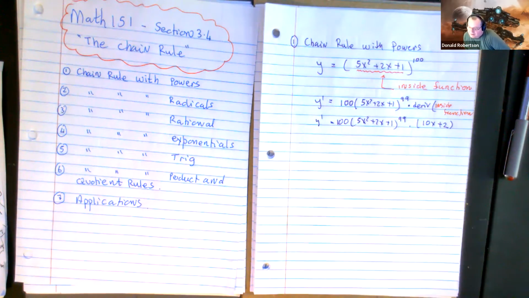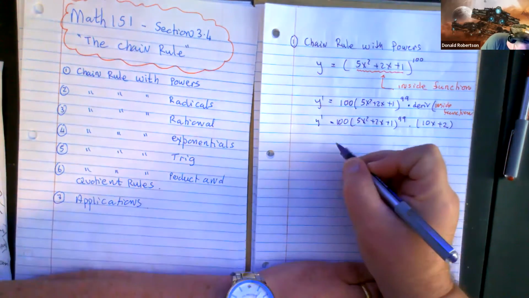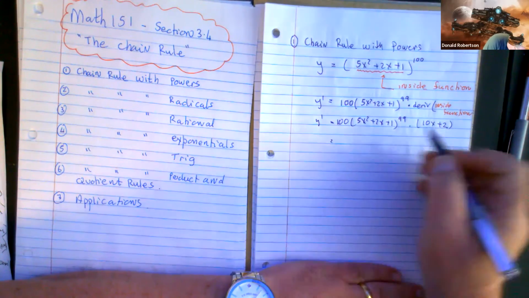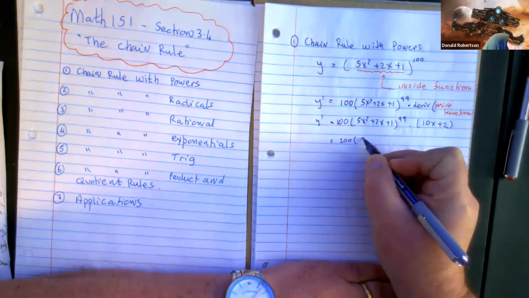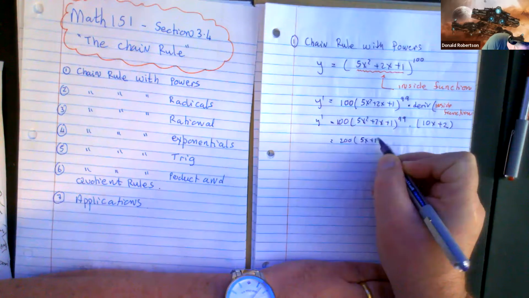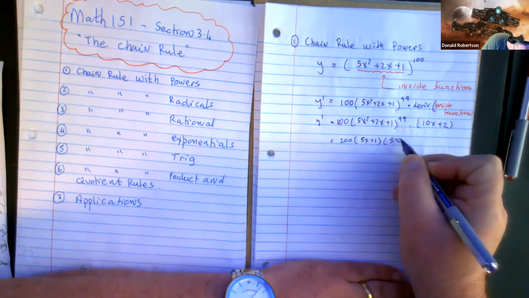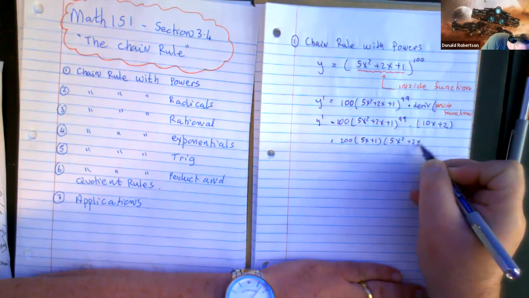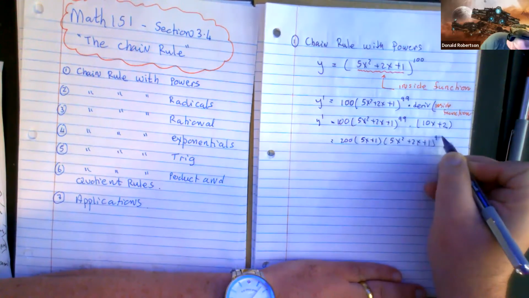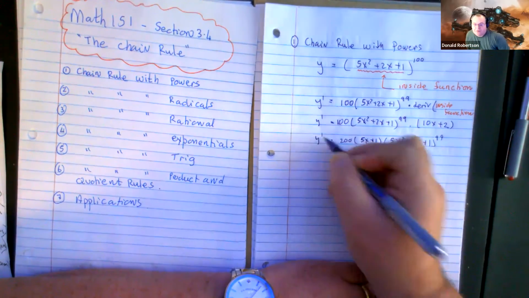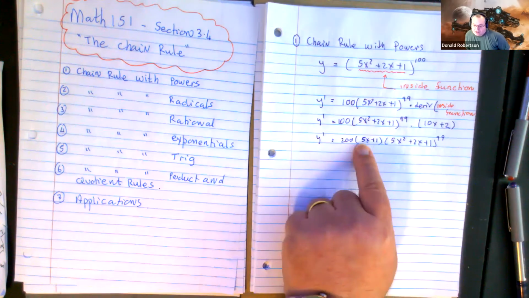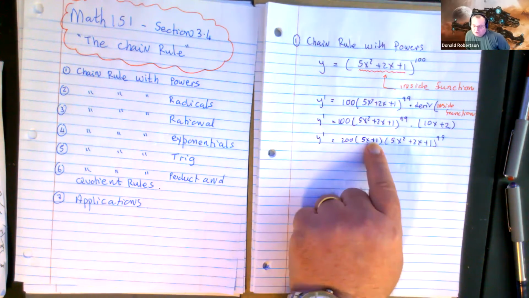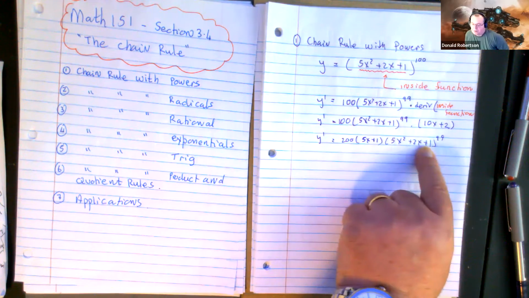Kind of sneaky. Then tidy it up. Not a lot I can do, but I could pull out a 2 from here and get 200. If I pull out a 2 from here, I get 5x plus 1. And then I have this guy. We're finished. The derivative of this function is 200 times 5x plus 1 times this thing to the power of 99.